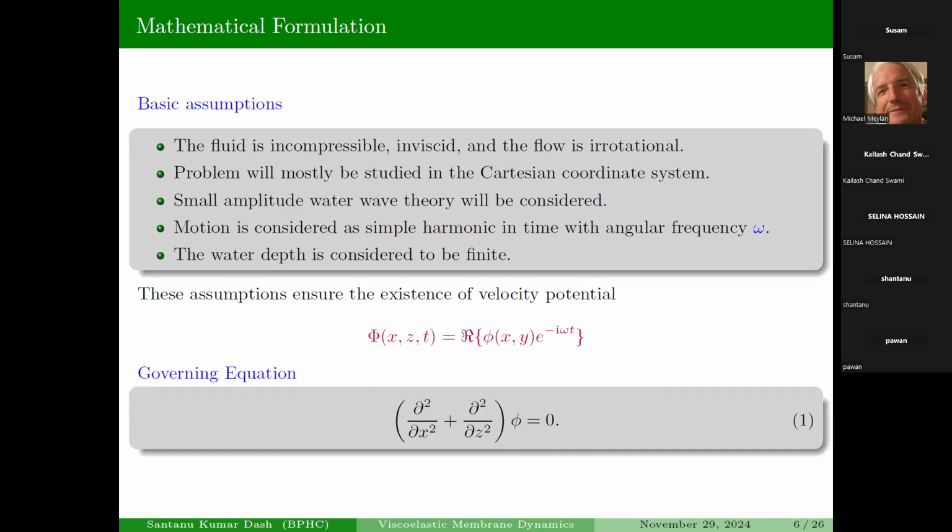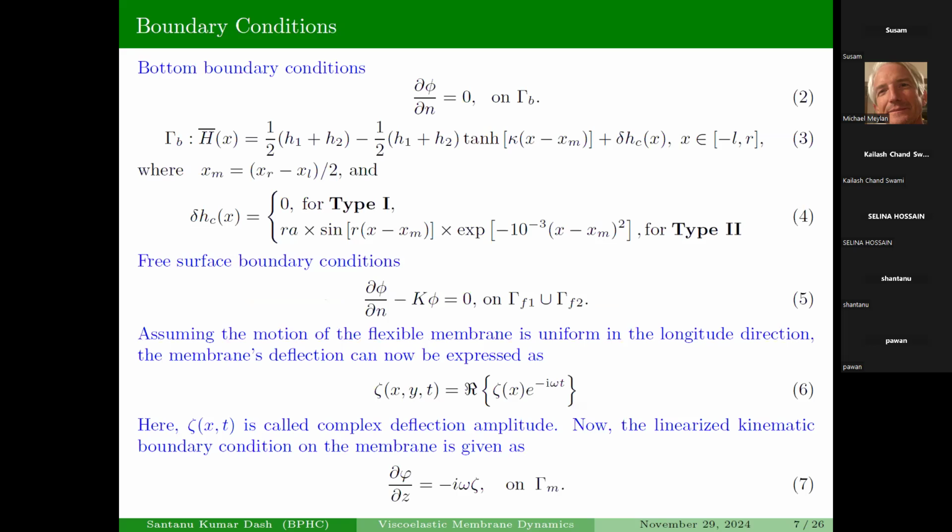The small amplitude water wave theory has been considered, and the motion is considered to be simple harmonic with respect to time with the angular frequency omega. Due to the assumption of incompressible, inviscid, irrotational flow, there exists a velocity potential of this form, where the spatial potential function phi satisfies this governing equation, and the bottom boundary condition, where we have considered a rigid impermeable structure.